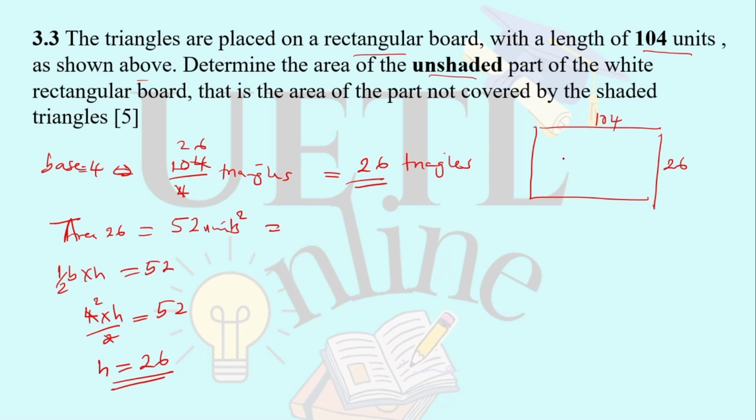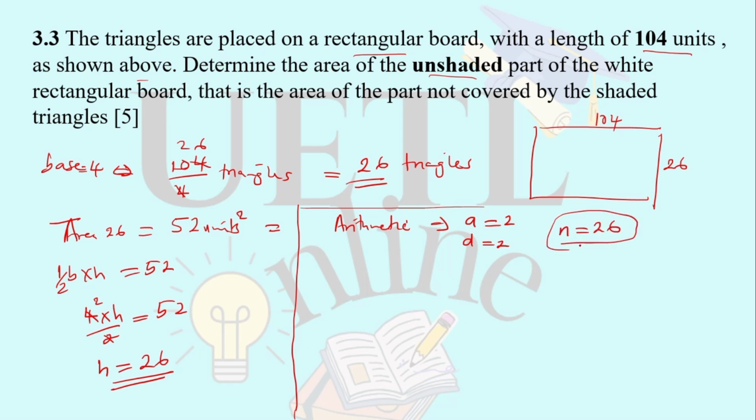Now let's see how we find the area of the triangles. For a simple workout here, we are going to find the area of all the triangles. We know that our triangles were following an arithmetic series where a is equal to 2 and d is equal to 2. We want to find the area of 26 triangles. To do that, we just have to find the sum of the arithmetic series.